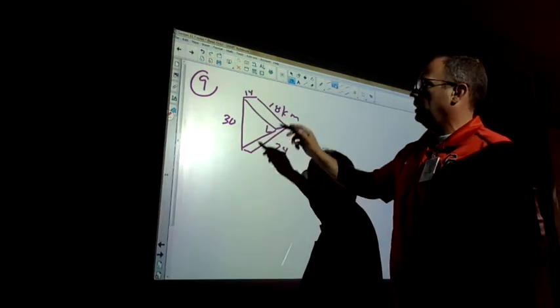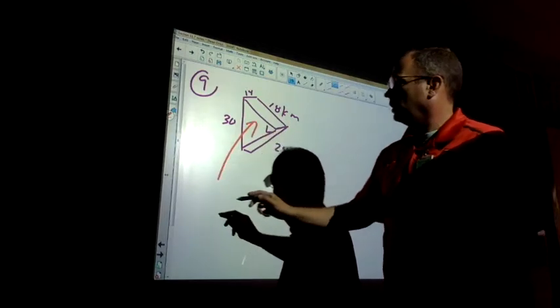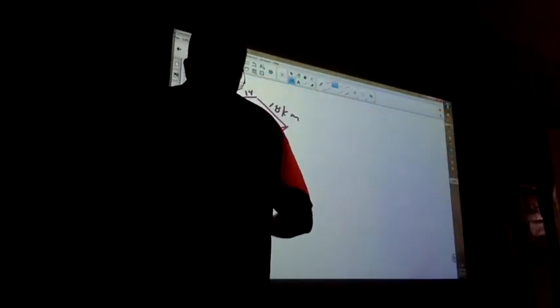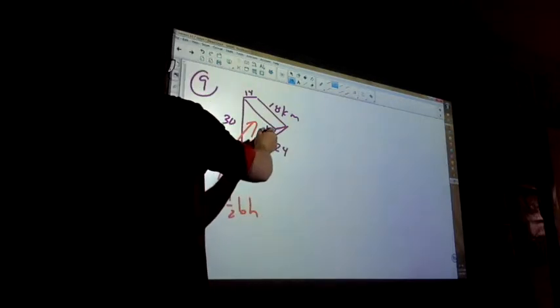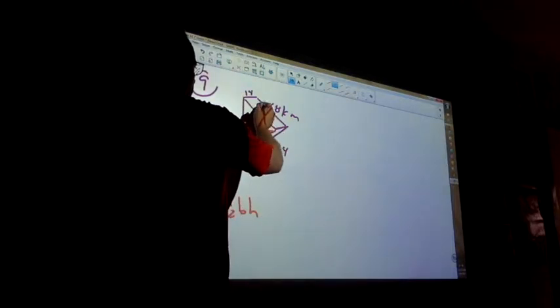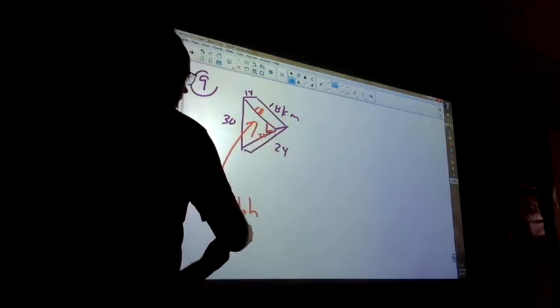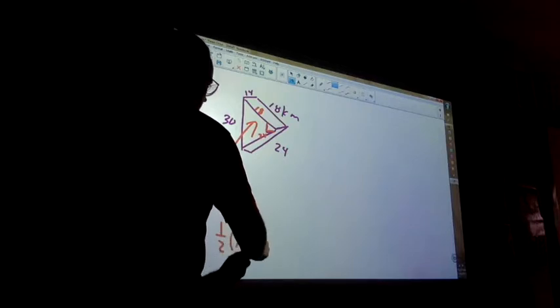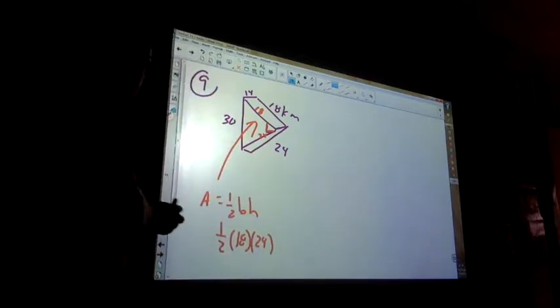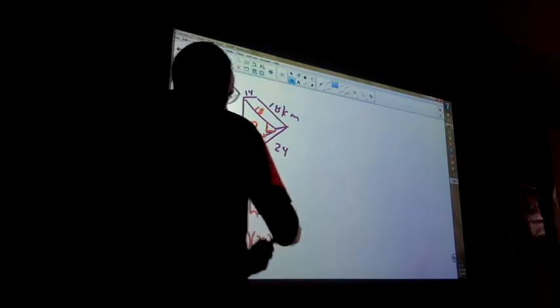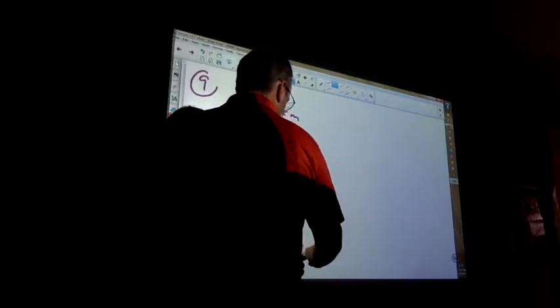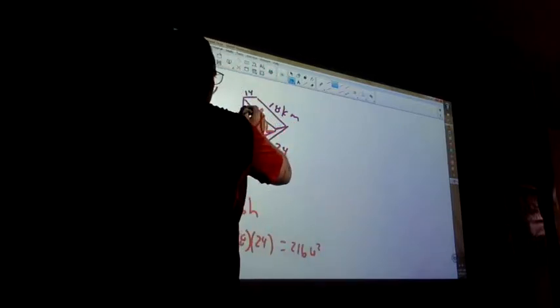In order to find the area of the triangle, I know that has to be 1/2 base times height. Remember, base and height are perpendicular to each other. So that's 18 here. That's also 24 here. So I'm going to go 1/2 base times height of the triangle. What's 9 times 24? 216. Okay, so that's the area of the triangle.